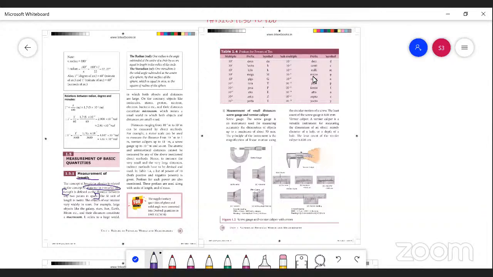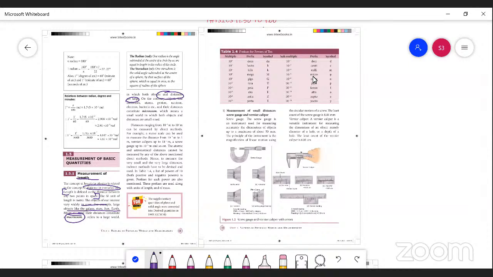The SI unit of length is the meter. You know well, that's a basic fundamental quantity. The objects of our interest vary, for example large objects: galaxies, stars, the Sun, Earth, and Moon. This is called a macrocosm. It refers to a realm in which both objects and distances are very large, for example the distance between two planets, between the Earth and the Sun, and between the Earth and the Moon. These are large world measurements.